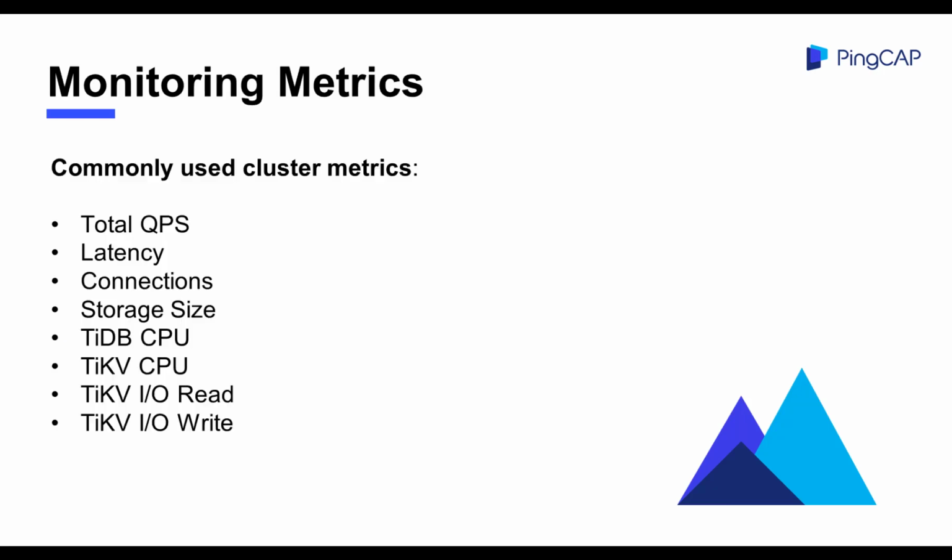There are several commonly used cluster metrics. The metrics currently available in TiDB Cloud include total QPS, or total queries per second, latency, or query processing time, connections, which refers to the number of server connections, storage size, which is the physical space required, TiDB CPU, or TiDB's usage of processing resources, TiKV CPU, which is TiKV's usage of processing resources, TiKV I/O read, which is TiKV's read requests, and TiKV I/O write, which is TiKV's I/O write requests.